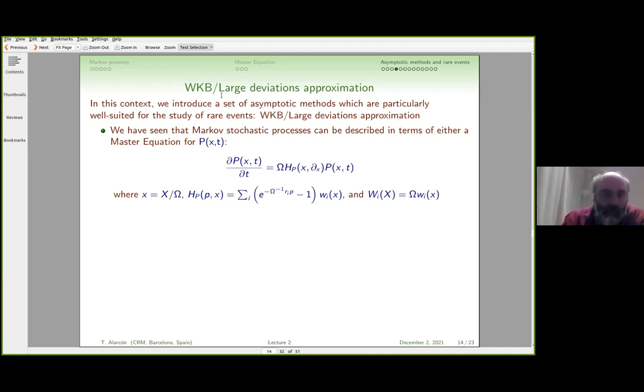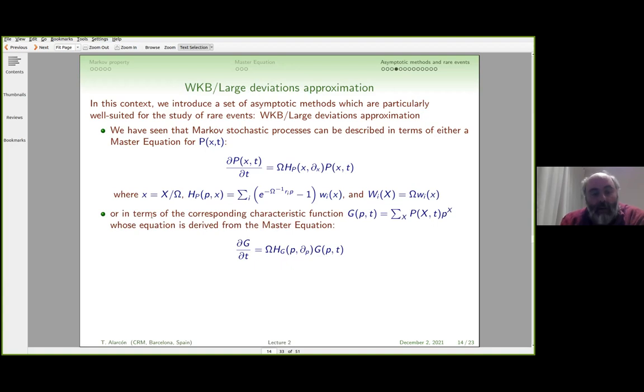Okay, so the master equation, as we saw earlier, using this sort of operational notation, can be written in the form of this differential operator. That's just rescaling the variables and rewriting things, just defining this operator H_P in this way. Or we can do this in terms of the corresponding characteristic function. This is something that we saw in the previous lecture, and then we have a PDE that is related to this one, just replicating the kind of process that we saw the other day.